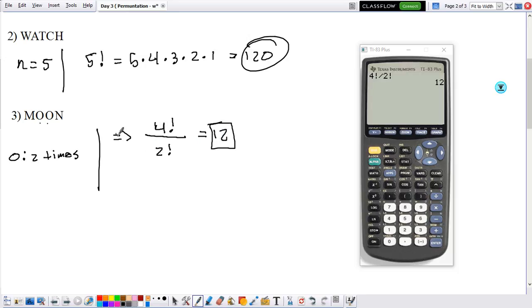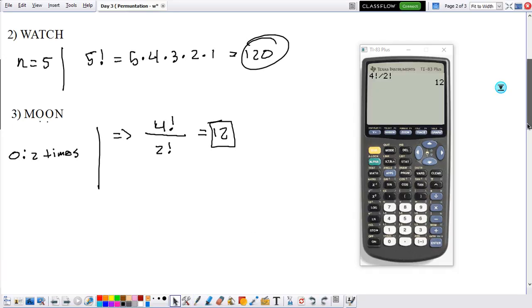Again, all we did is the numerator is still how many letters are in total, and we need to divide it by how many letters get repeated. So that's why, since moon has 4 letters, it's 4 factorial on top, divided by, here O gets repeated 2 times, so I need to divide it by 2 factorial.